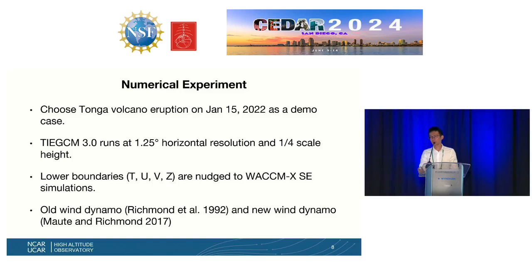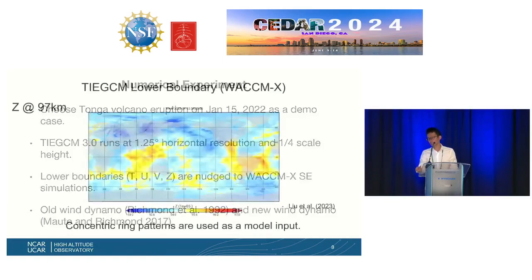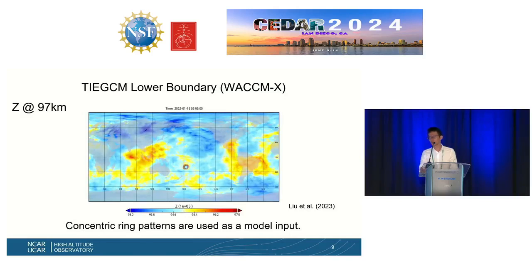So we are considerably studying the smaller time scale of the physical processes. Also, the last point is that we are comparing the performance of the old wind dynamo and the new wind dynamo. So here is the lower boundary that we have put into the model.